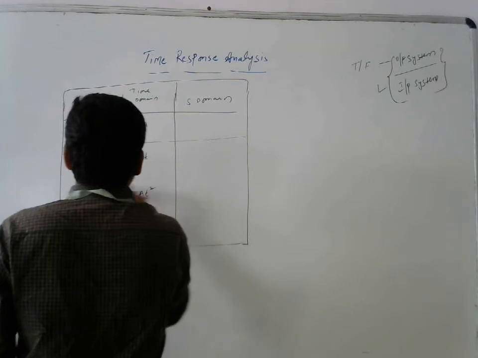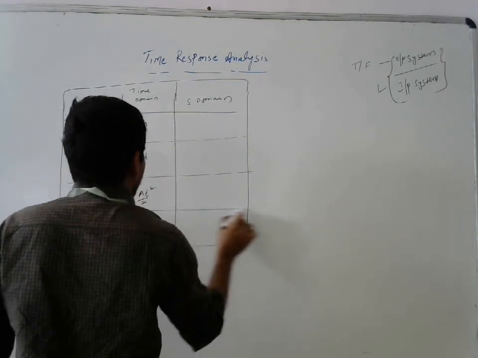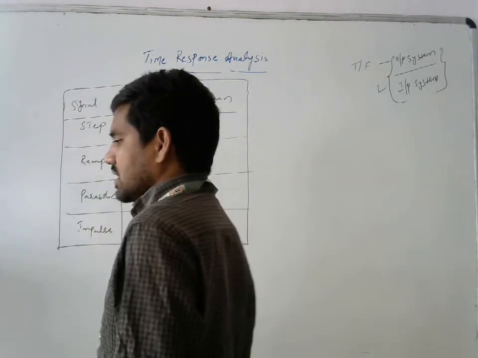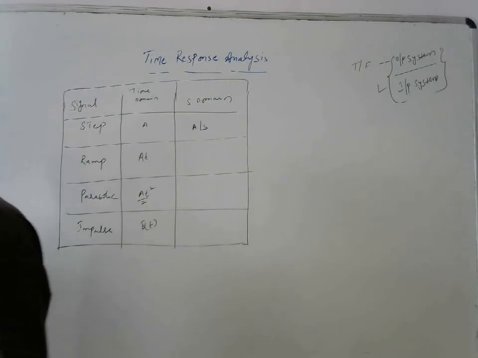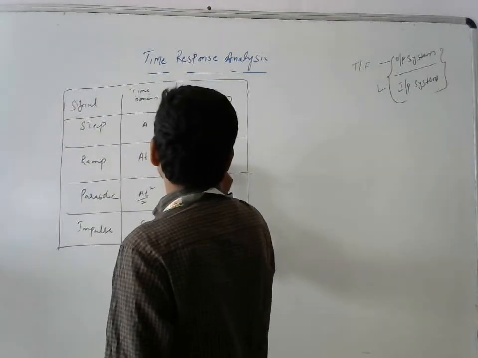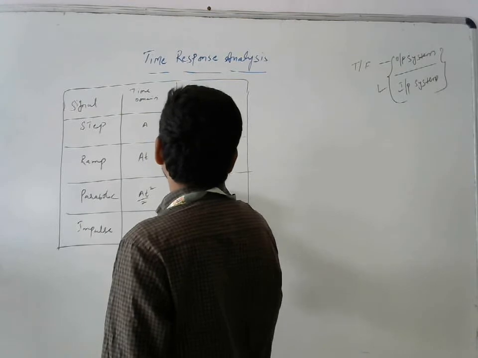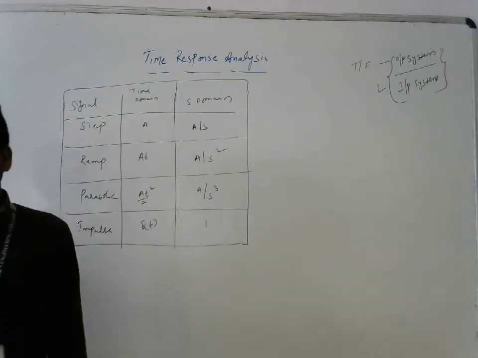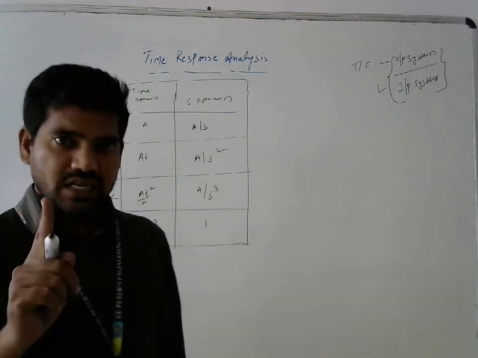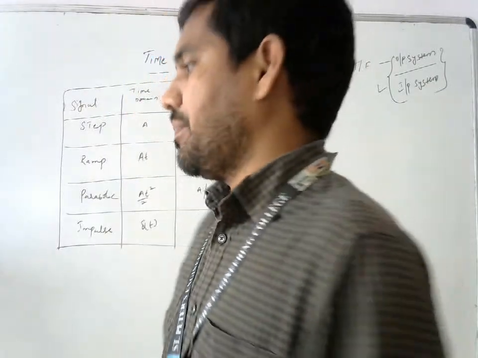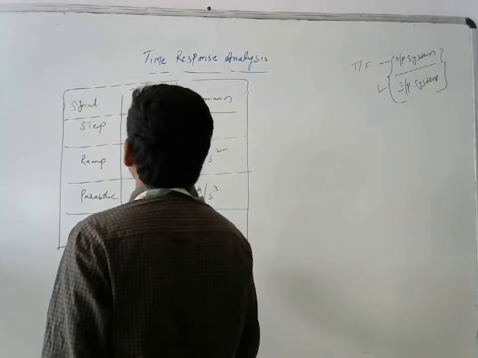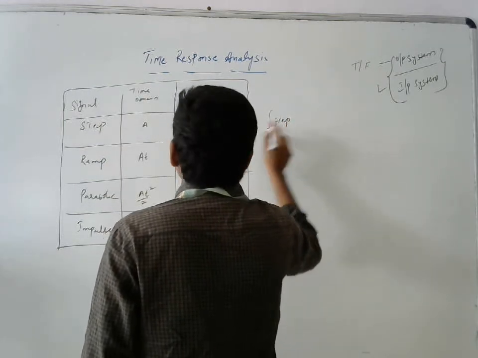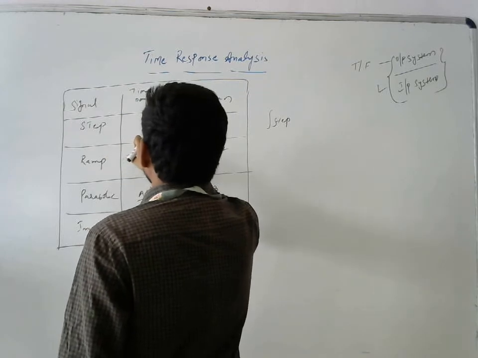For the step signal, if I apply a Laplace transform, what is the Laplace transform of A? A by S. What is the Laplace transform of At? A by S square. And here we are having A by S cube. For delta of t, the Laplace transform of delta of t is 1. Similarly, we can write the integration of the step signal. What is the integration of the step signal?